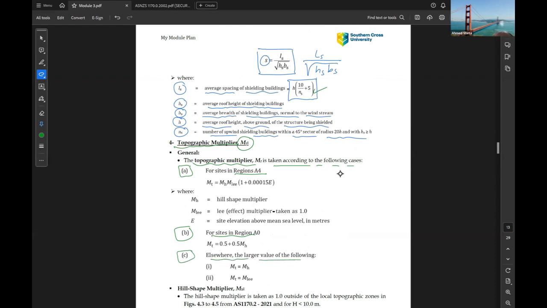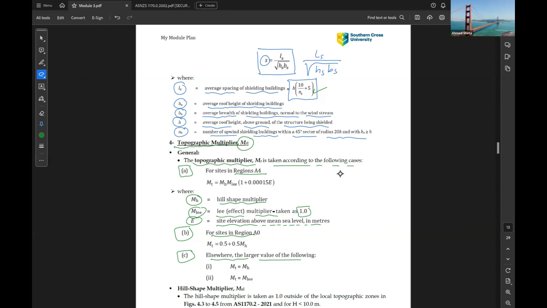So if we are in A4, you need to find this value, MAT equal to MH MLE multiplied by 1 plus 0.3015E, where MH is the hill shape multiplier, MLE is the lee effect multiplier, which can be taken as 1. E is the site elevation above mean sea level in meters.